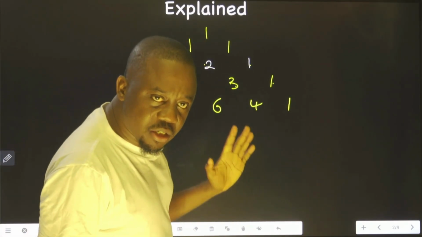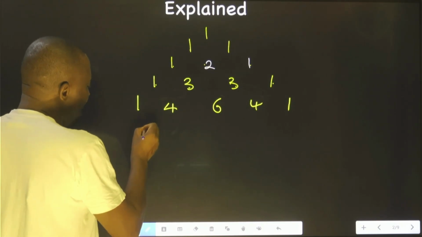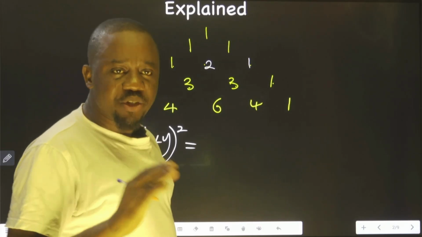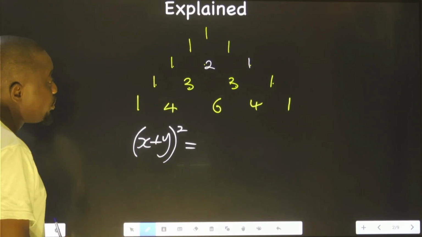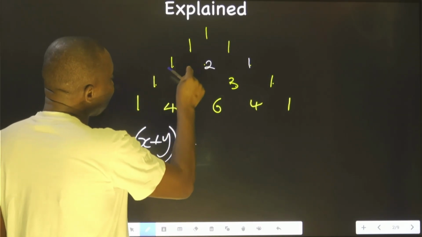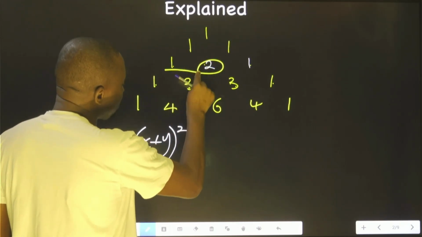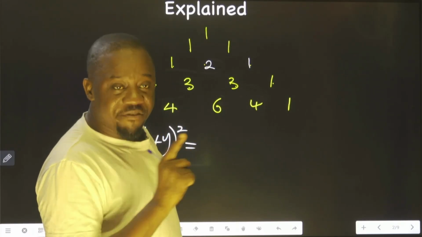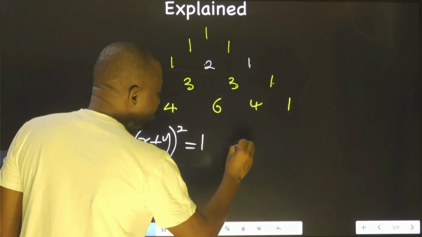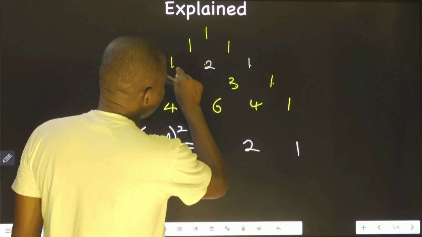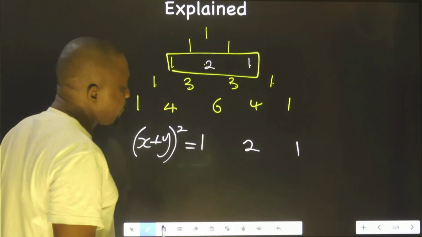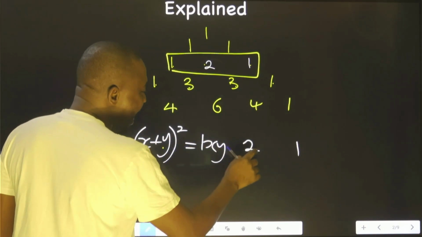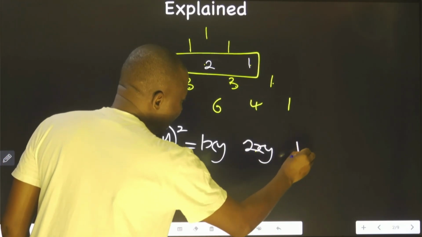How was this useful? We said, for instance, if you are given x plus y raised to the power of 2, no need to waste your time. All you have to do is simply follow this line. After 1, we have 2, and this is 2. That is the line we are going to use for the coefficients by writing 1, 2, and 1. Then we write x, we write y, we write x, we write y, we write x, we write y.